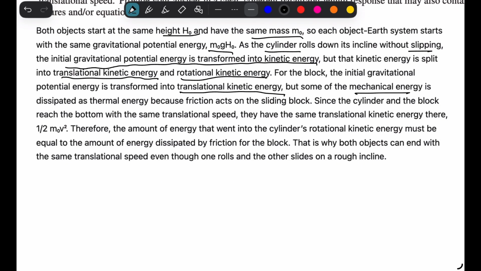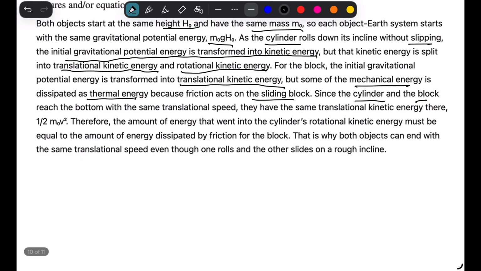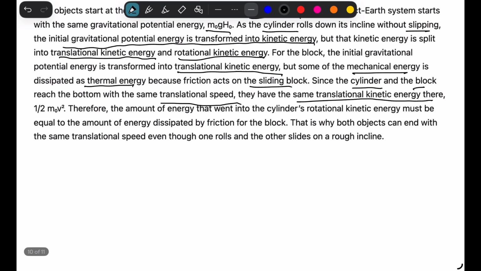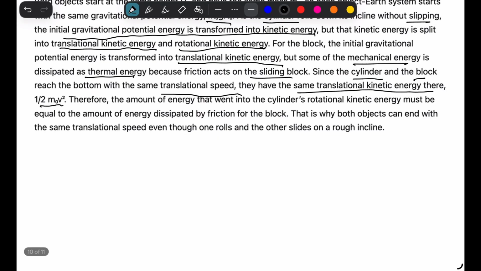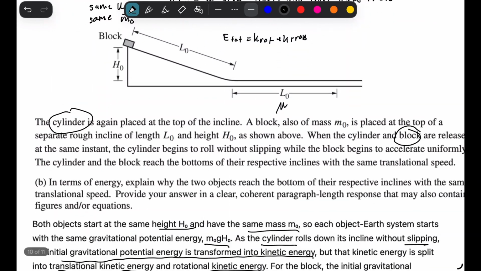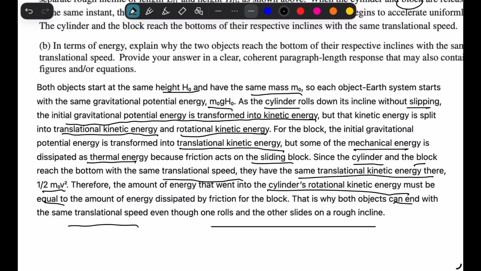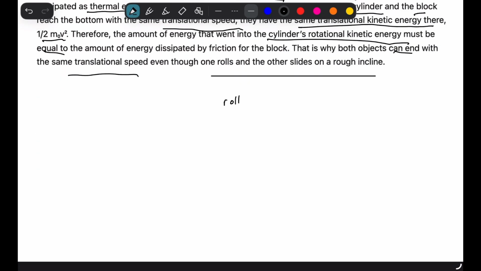But some of that mechanical energy we lose from the friction, and the cylinder and the block are going to reach the bottom with the same translational speed, because they have the same translational kinetic energy, 1/2 m initial v squared. So that means that the amount of energy that went into the cylinder's rotational kinetic energy must be equal to the amount of energy that is dissipated by friction for the block. So you have friction in one scenario, and in the other one, we roll without slipping. And when you have rolling without slipping, something you have to remember is that there's no relative motion at the point of contact.